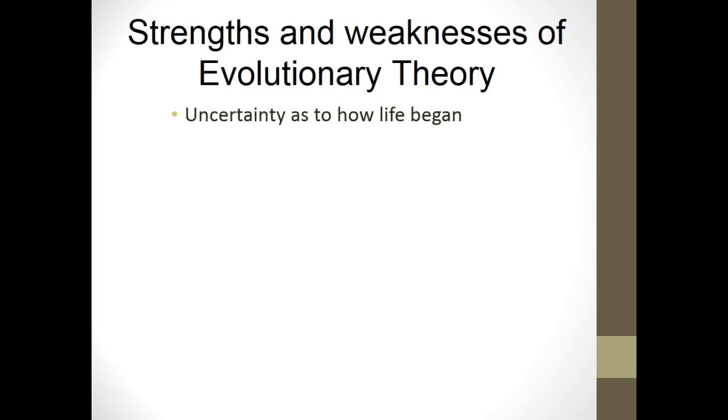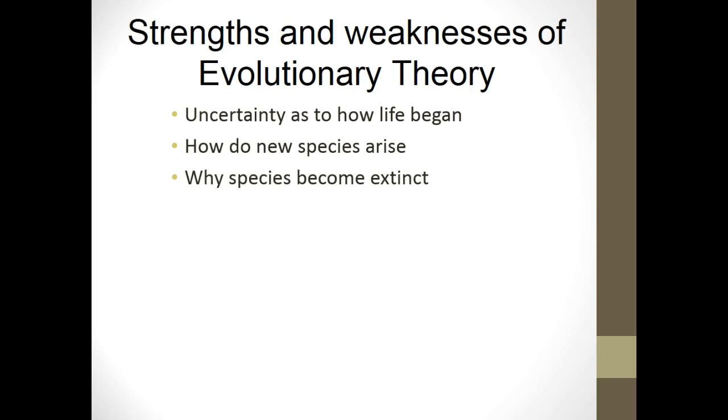Strengths and weaknesses of the evolutionary theory. One of the weaknesses: it is uncertain as to how life began. There is nothing in evolution yet that has talked about how life has begun or that has tried to disprove this whole idea of creation. How do new species arise? We do know how new species arise, or at least one of the strengths of evolutionary theory is that we can use evidence to propose how new species arise. But we don't know how new species arise, really, at least in the early days.